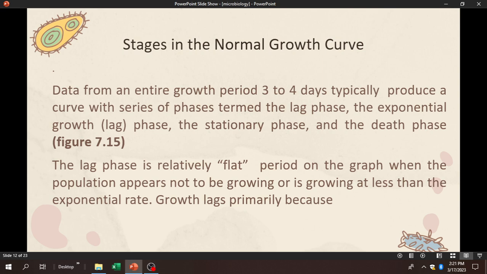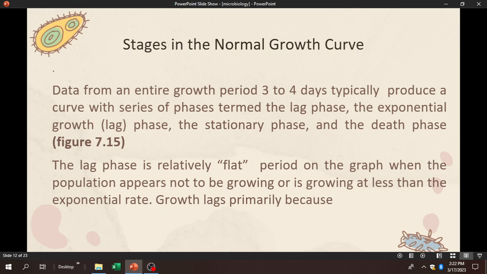Stages in the normal growth curve. Data from an entire growth period of 3 to 4 days typically produce a curve with a series of phases termed the lag phase, the exponential growth, or log phase, the stationary phase, and the death phase, shown in figure 7.15. The lag phase is a relatively flat period on the graph when the population appears not to be growing or is growing at less than the exponential rate.